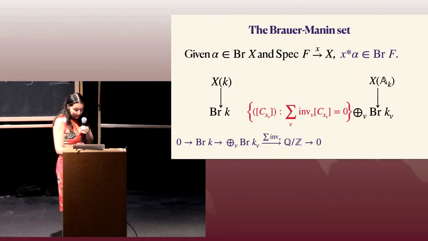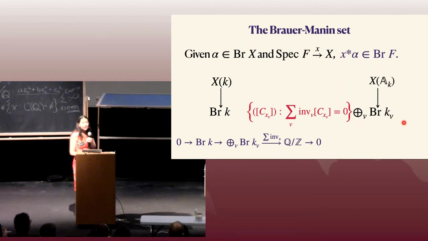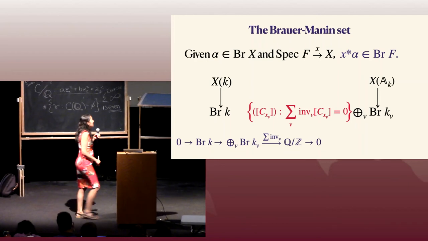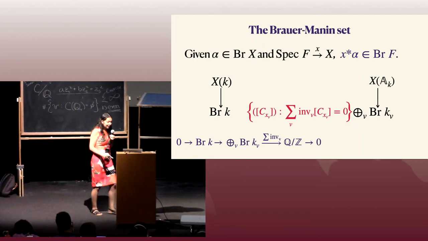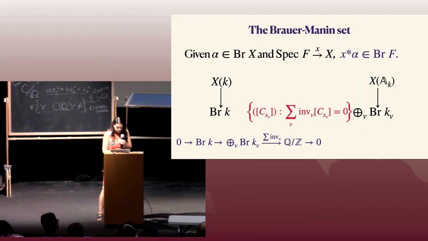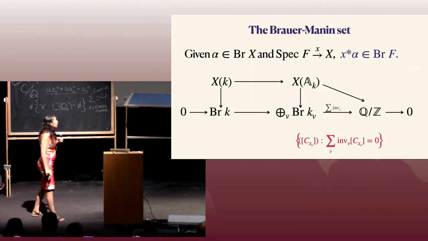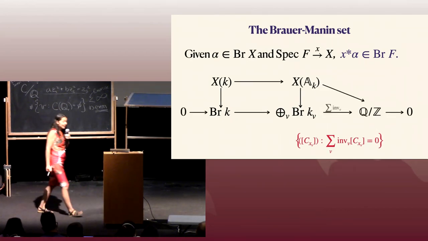Then I do the same thing on the adelic point side, and it turns out that the map actually lands in the direct sum instead of the direct product. That's not a big deal. But now you can sort of pattern match. Why does this work out so nicely? Well, we have the Brauer group of K here, and we have the direct sum of the Brauer groups of the K_v there. So I should rearrange this picture and put my exact sequence in there.